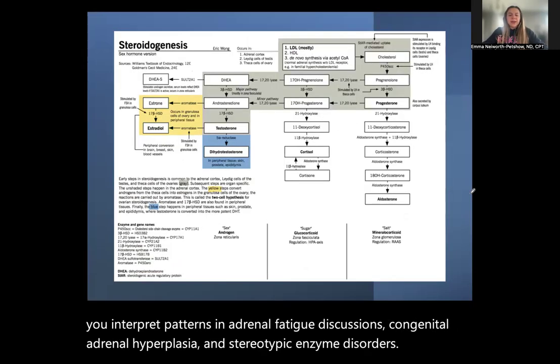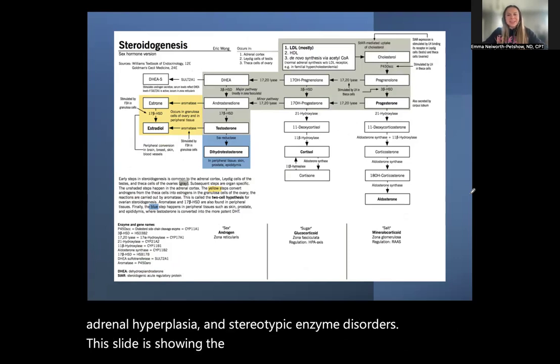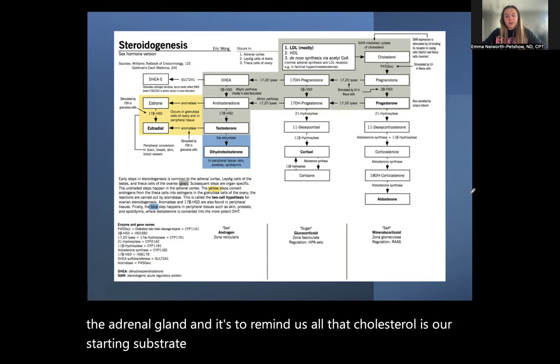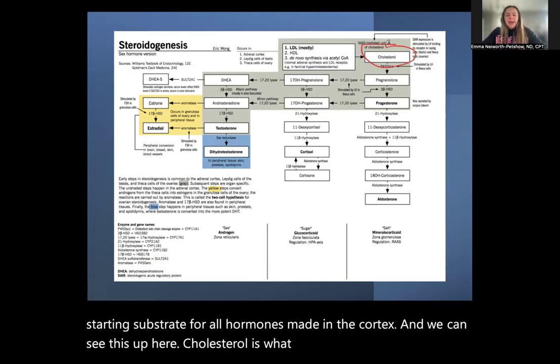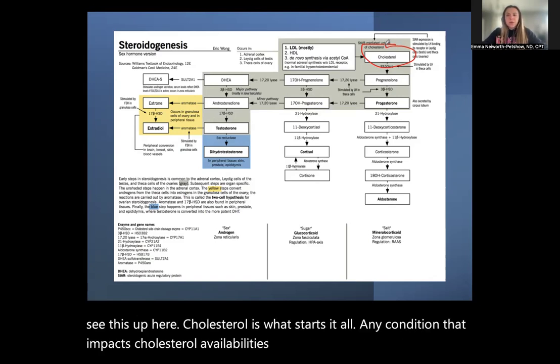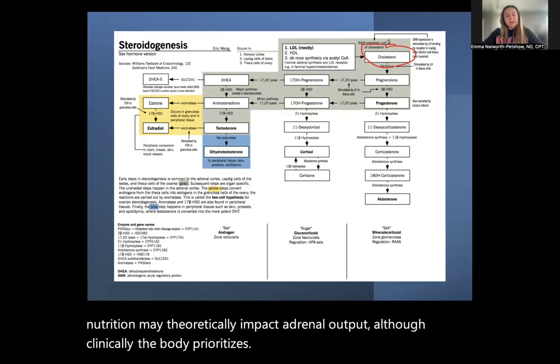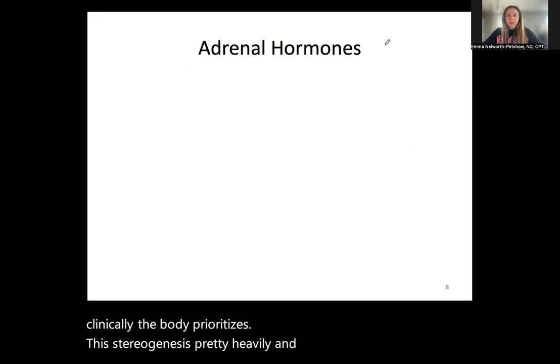This slide is showing the full completion of steroidogenesis in the adrenal gland, and it's to remind us that cholesterol is our starting substrate for all hormones made in the cortex. And we can see this up here. Cholesterol is what starts it all. Any condition that impacts cholesterol availability, such as statin use or even poor nutrition, may theoretically impact adrenal output, although clinically, the body prioritizes steroidogenesis pretty heavily and will often rob cholesterol from other stores.